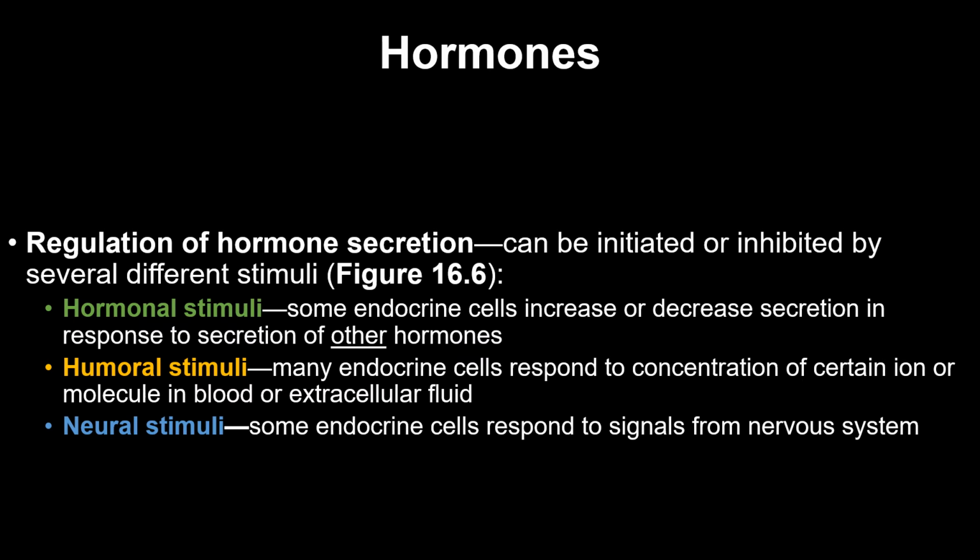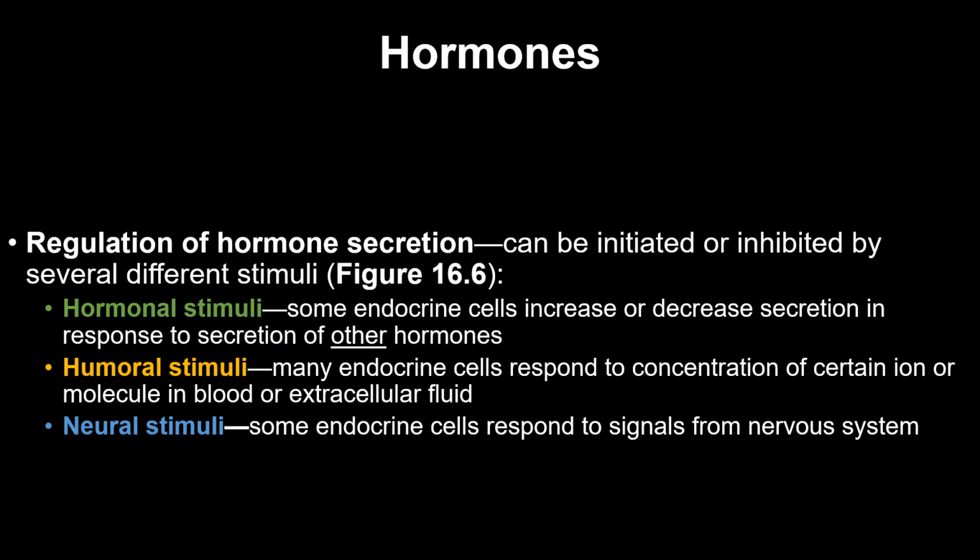So we're going to see the example of two hypothalamic hormones, growth hormone releasing hormone and somatostatin. Each of these will stimulate and inhibit secretion of growth hormone from the anterior pituitary gland, respectively. And again, we'll look at that in just a second. You'll also have humoral stimulus. Many endocrine cells will respond to some sort of ion or compound in the blood as far as concentration.